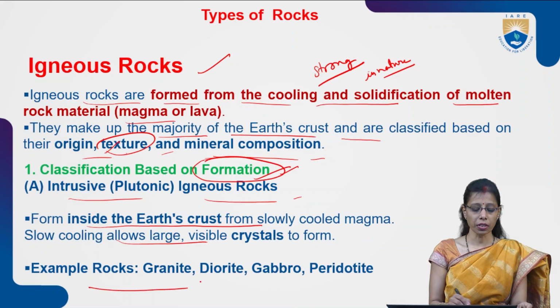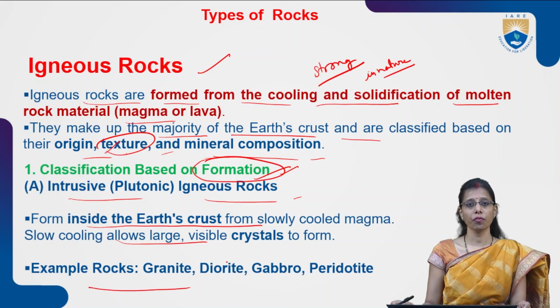So what are the examples here? Examples of intrusive igneous rocks are granite, diorite, gabbro and peridotite. We call these intrusive rocks. Intrusive rocks are the rocks which are formed by the magma.